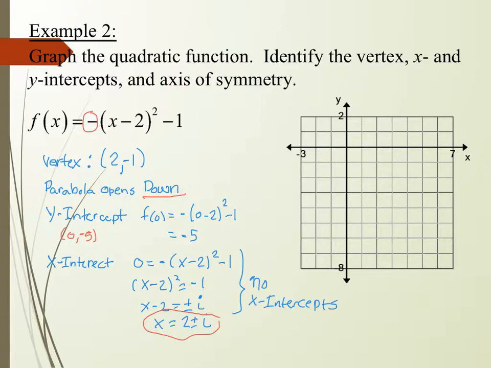So now we can graph. We go to our vertex, we go 2 over and 1 down, which puts us right here. And now we will look at the y-intercept, because once I have a y-intercept, I know I have an axis of symmetry along x equals 2. So we'll put it at 0, negative 5. 1, 2, 3, 4, 5. We have a point here, and we have a point equidistant on the other side of the axis of symmetry. And so now we have a parabola that looks like this.